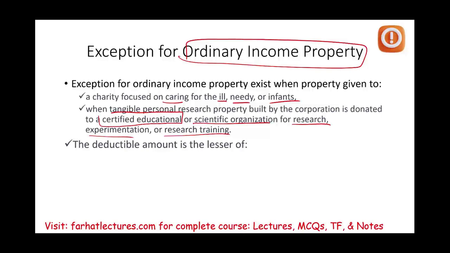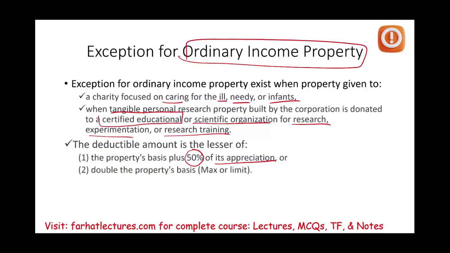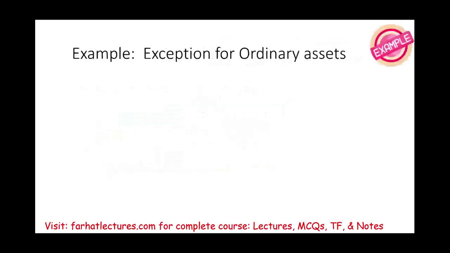The deductible amount now is the lesser of the property basis plus 50% of its appreciation. So rather than the basis, they allow you 50% of additional appreciation. That's fine. Or, bear in mind, not or, double the property basis. You cannot exceed twice the property basis. So this is basically the limit. So if you take the property basis plus 50%, if it's going to be more than twice the basis, you can take twice the basis. The best way to illustrate this, always with an example.